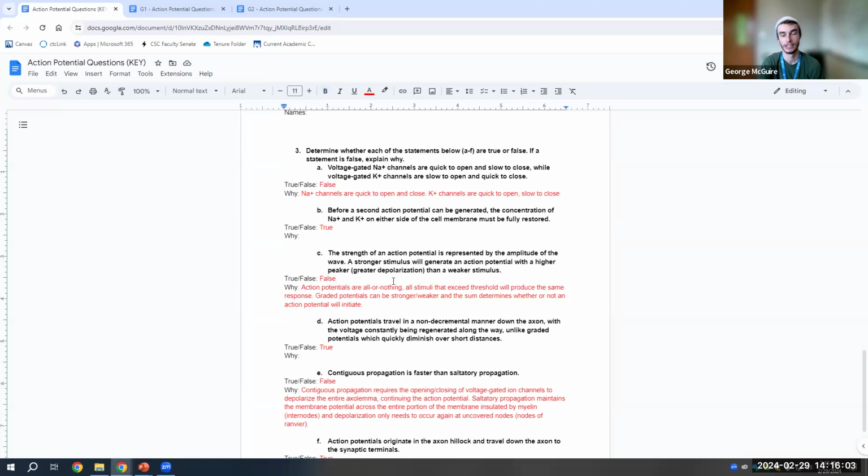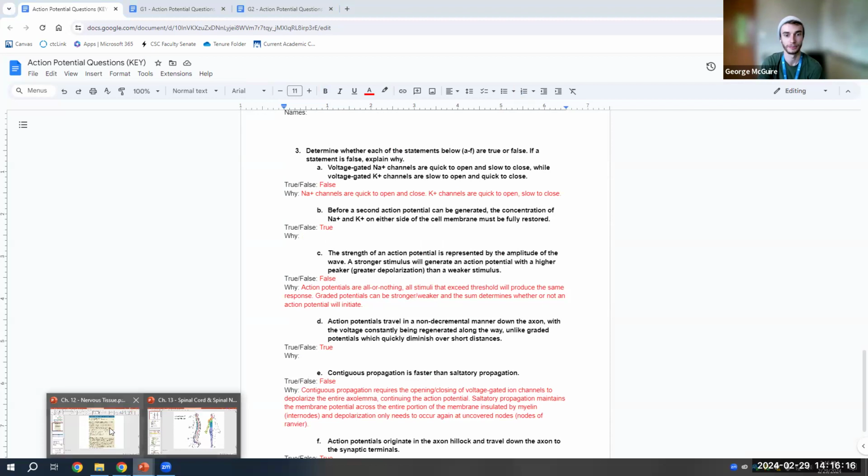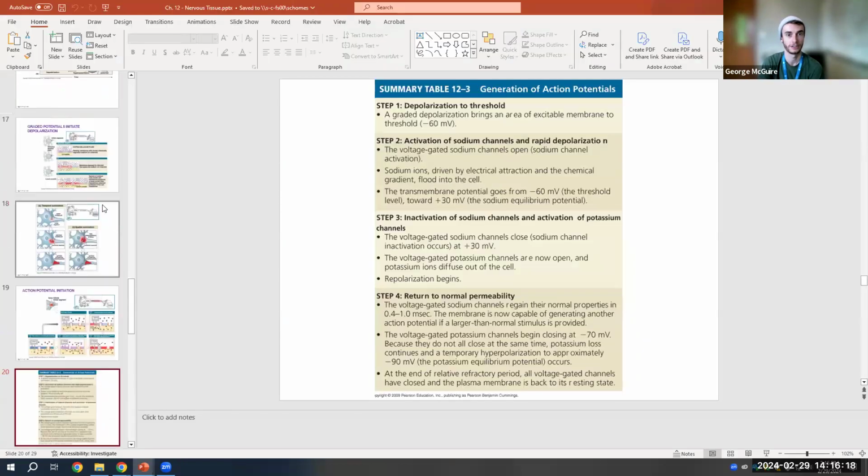So this is false. Action potentials are all or nothing. All stimuli that exceed threshold will produce the same response. However, graded potentials, which are what cause action potentials, can be stronger or weaker, and they are the sum of their stimuli.